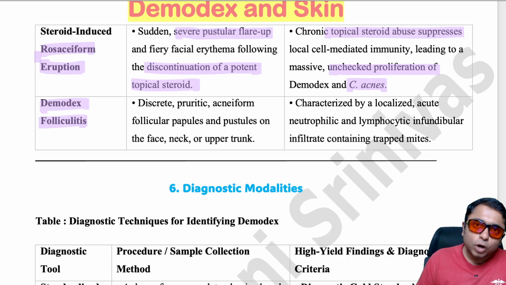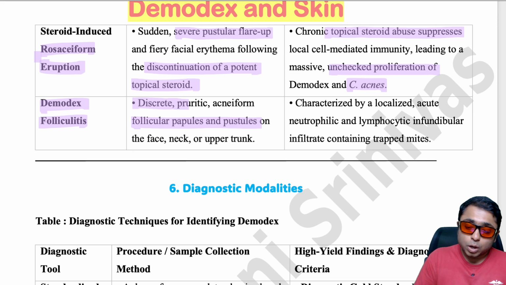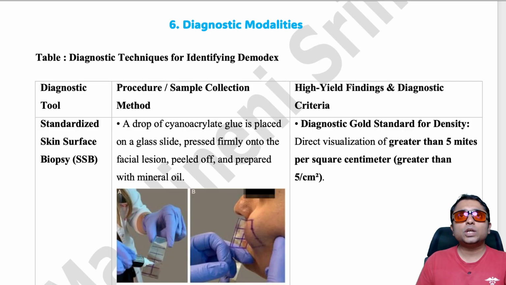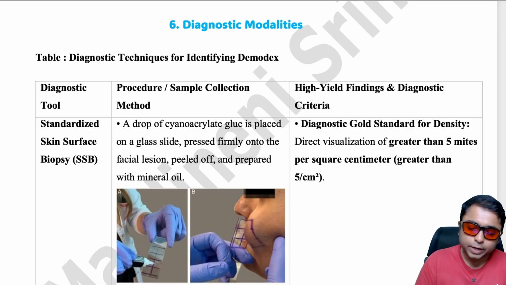Next, Demodex folliculitis. The patients are going to present with discrete, very itchy acneiform pustules over the face, neck and the upper trunk. It is characterized by, if you do a biopsy, a neutrophilic and lymphocytic infiltrate near the infundibulum. So how can you diagnose? What are the diagnostic modalities which we can use?